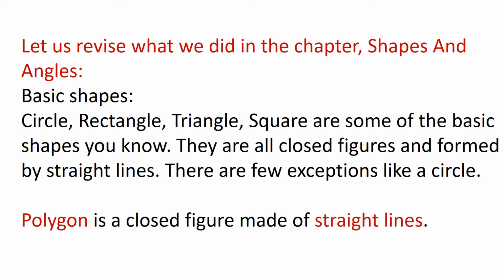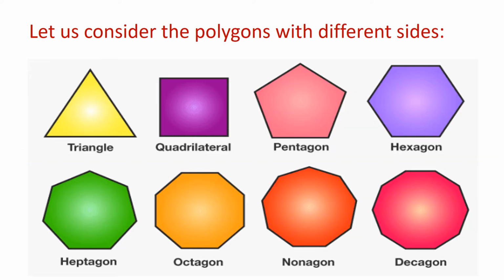Polygon is a closed figure made of straight lines. Now you know what are polygons. Polygons are closed figures made of straight lines. Let us now consider the polygons with different sides.